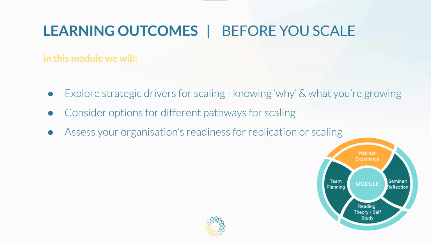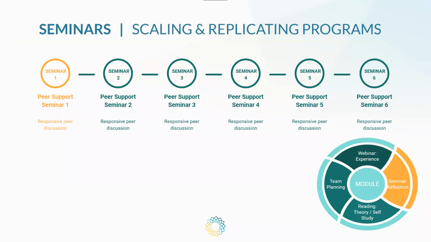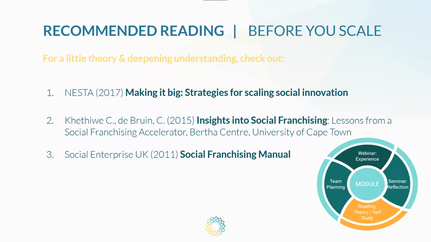So a quick review. Through this module, we've been talking about strategic drivers, knowing why you're scaling and what it is you're trying to grow. Looking at a few different options for scaling pathways and making sure we're all clear on the potential different ways that we could do it and that we're selecting the right options, or maybe there's something I hadn't thought about. And then we've been looking at assessing organizational readiness for replication or scaling and just asking some of those questions internally. So we've raised some of those issues on the webinar. We'll be discussing them in the seminar. Please do join us live next week.